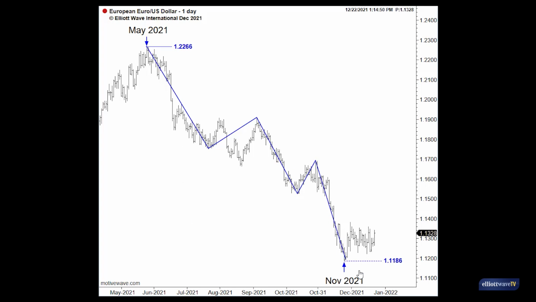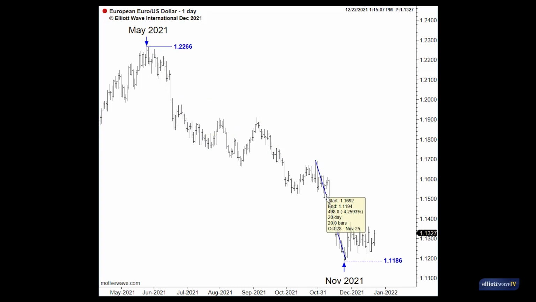And here we can see the 5-wave trap, we could call it, that people will fall into. But what should stand out here is that the 3rd wave within this impulse is the shortest wave, and that is a rule violation. So straight away we can say that that is not what is unfolding here.